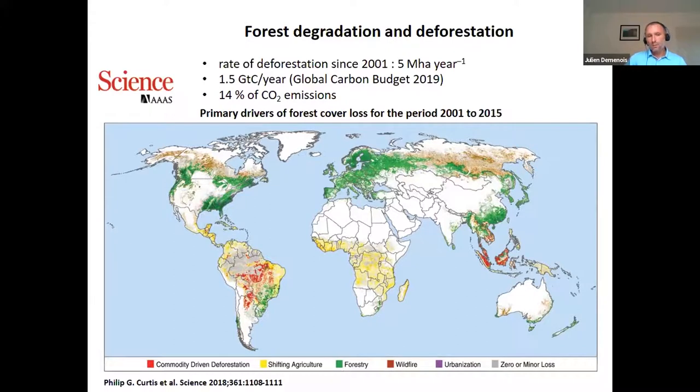On this map, again, we see different drivers of deforestation. In red, we have deforestation related to the production of commodities, like oil palm here in Southeast Asia, for instance, and soybean here in South America. Shifting agriculture is in yellow, mainly in Africa, and there are also some other sources of GHG emissions and forest degradation, like wildfire or urbanization.